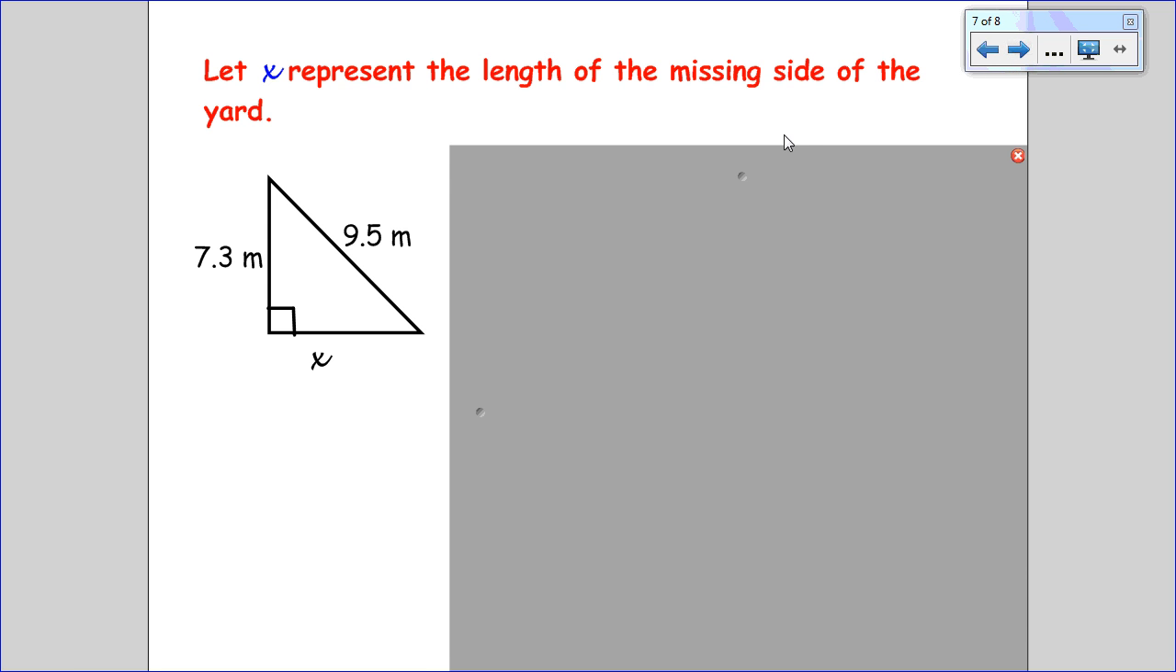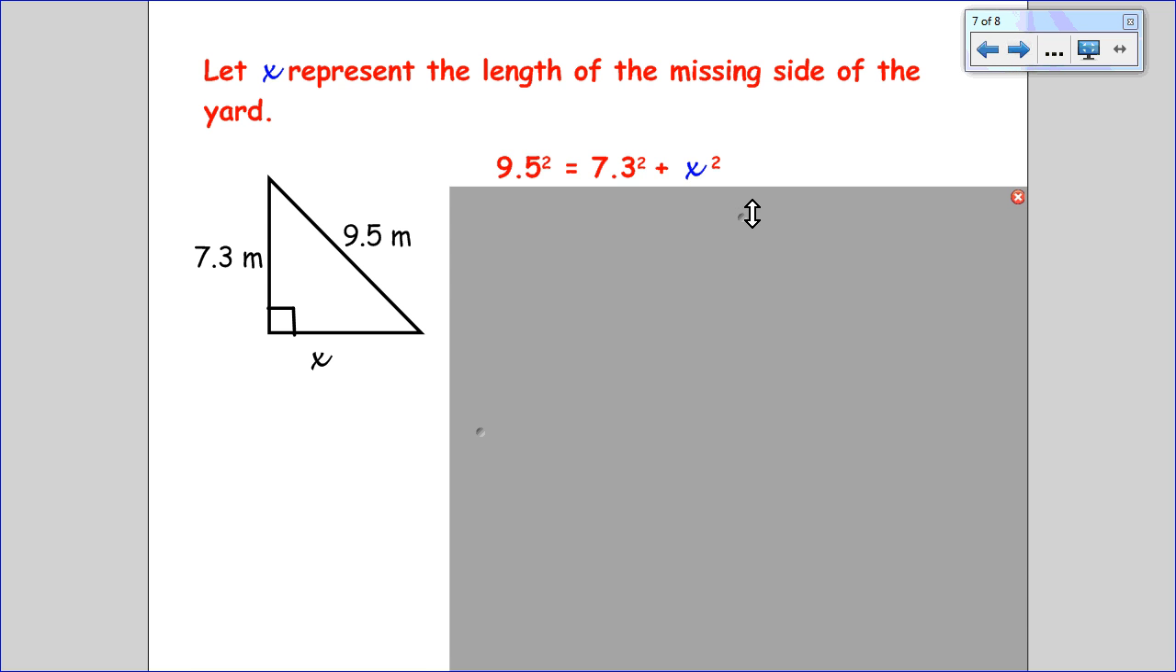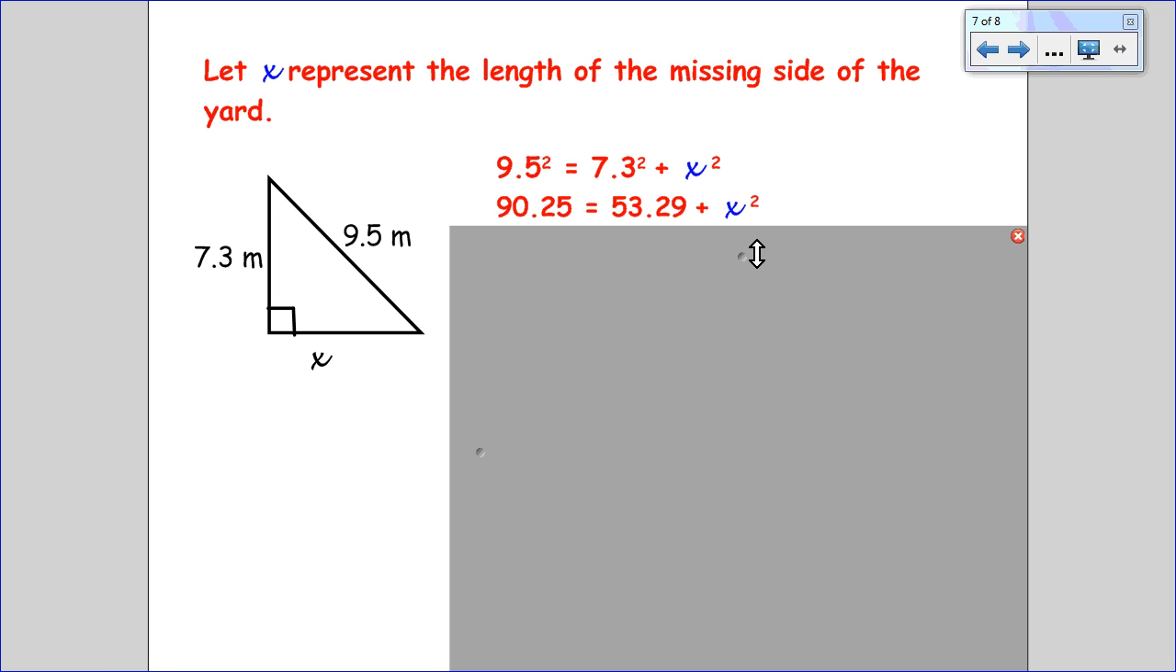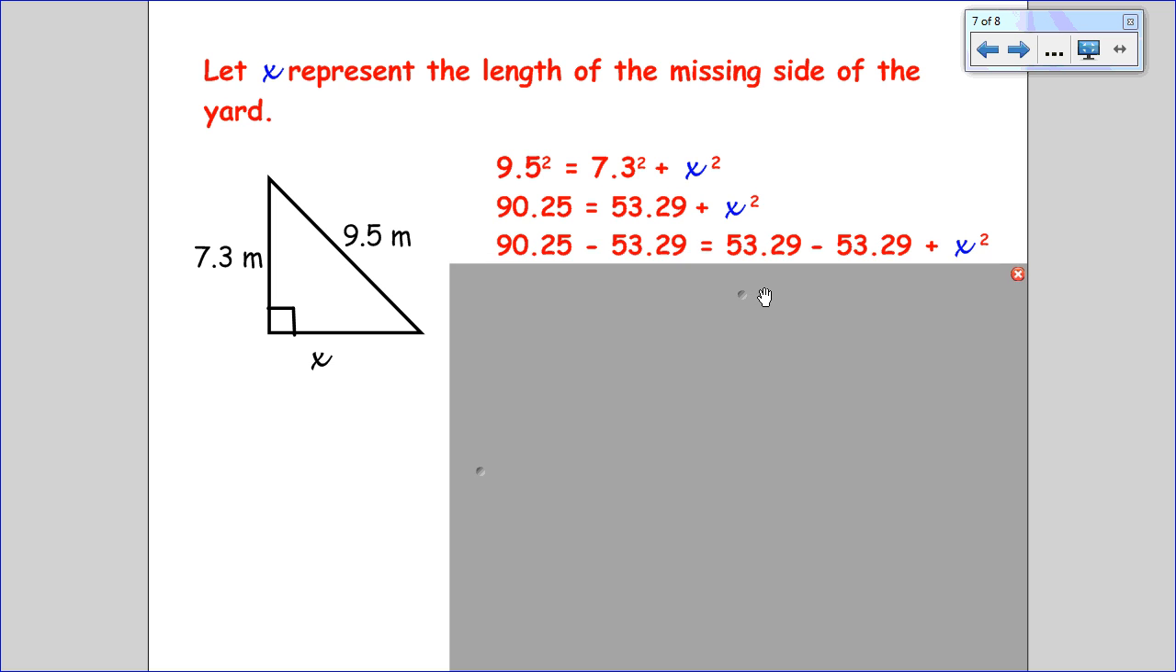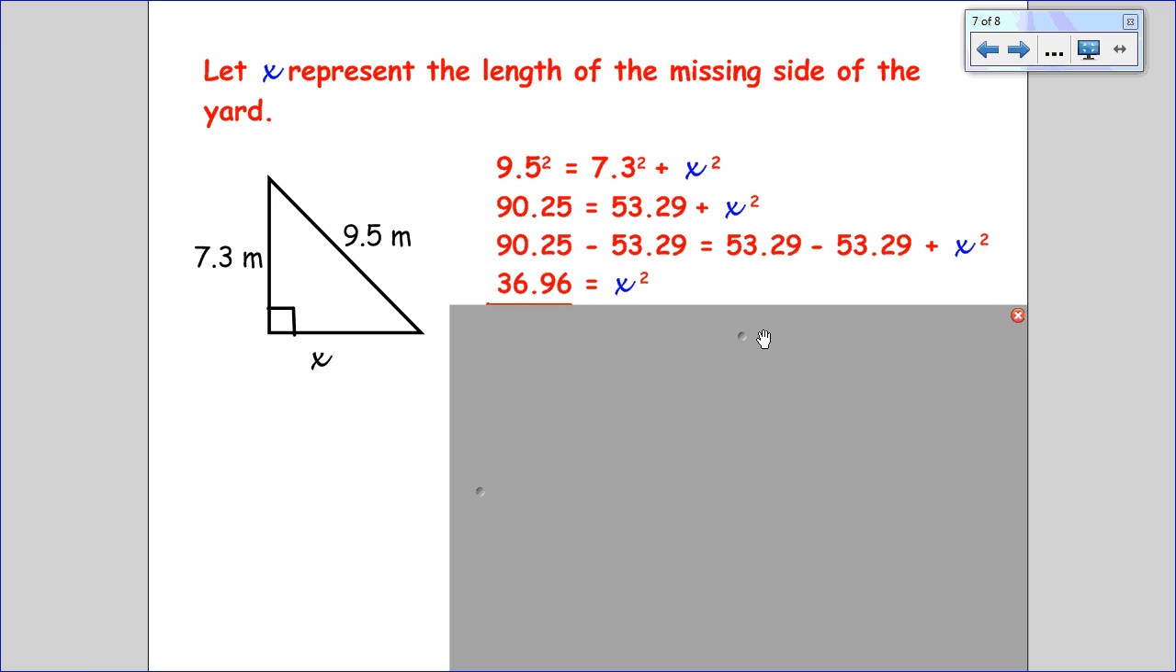So now we can say let x represent the length of the missing side, and the side opposite the right angle, is the one that stands alone, and that will be the 9.5. So 9.5 squared is 7.3 squared plus x squared. And we can evaluate both of the powers, and then we need to isolate for the x squared. In order to do that, we have to subtract 53.29 from both sides in order to keep our equation balanced. And then when we simplify that, x squared is 36.96.